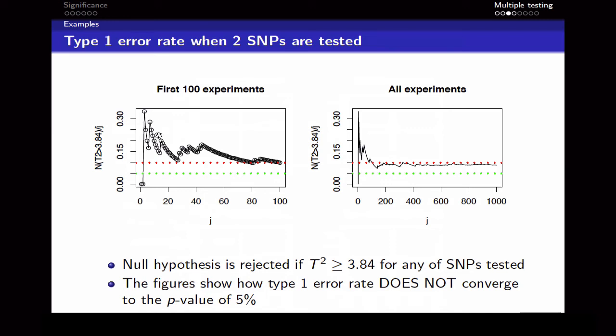So if I repeat experiments over and over again, I see that type 1 error does converge to some value, but actually this value is not the p-value, not the 5% p-value which is depicted by the green line, but some other value. Can somebody tell me what exactly this value is, or maybe not exactly, but a bit roughly?